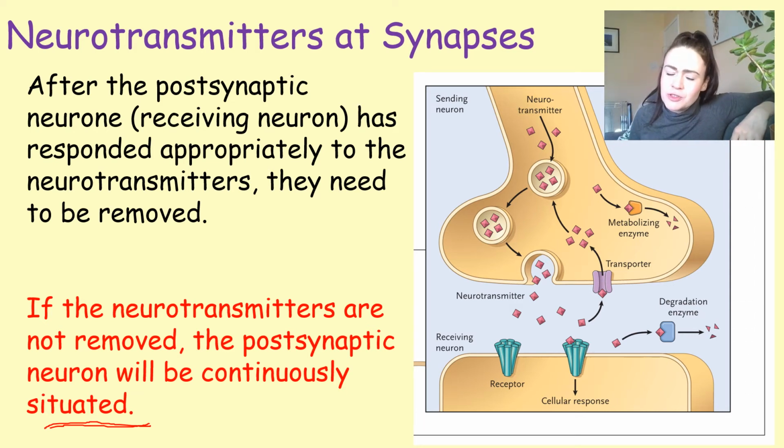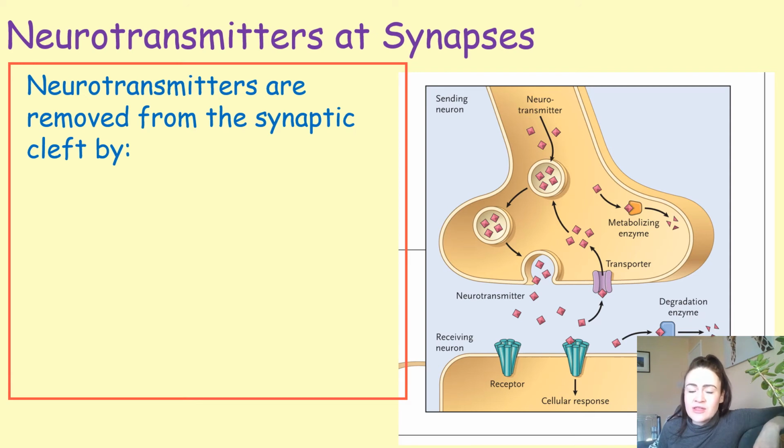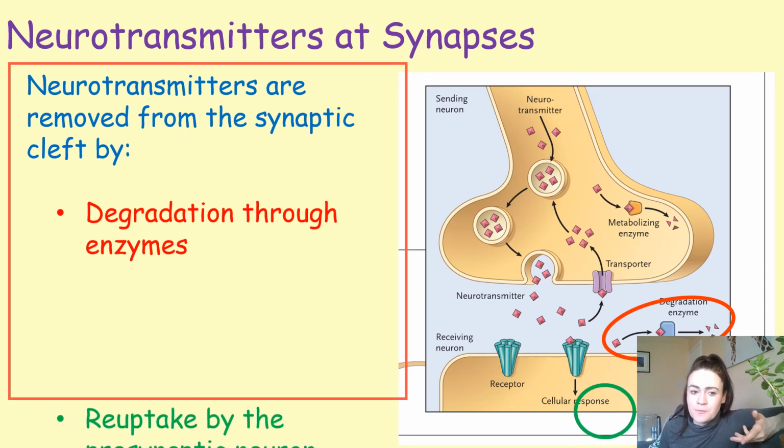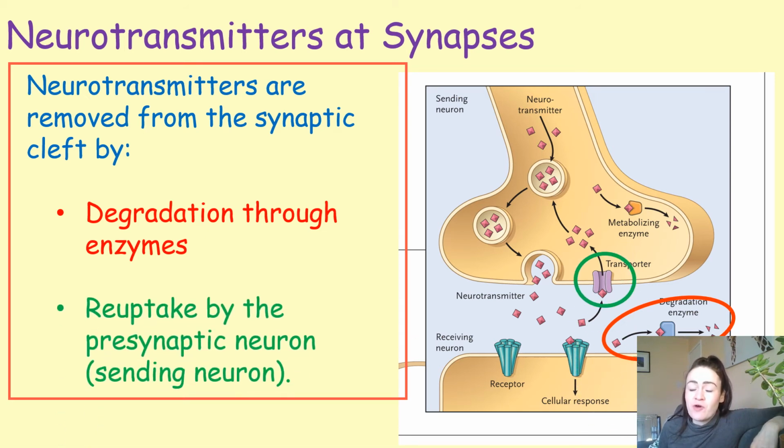So if we don't get rid of these neurotransmitters and they're just floating around, that postsynaptic neuron will continuously be stimulated. There are two ways that the neurotransmitters are removed from the synaptic cleft. One is by enzymes, so enzymes will degrade and break down the neurotransmitters, therefore stopping that signal. Or the other way is by reuptake. This is when the presynaptic neuron, the sending neuron, will actually open a channel and take the neurotransmitters back in, which allows those neurotransmitters to get reused in future messages.